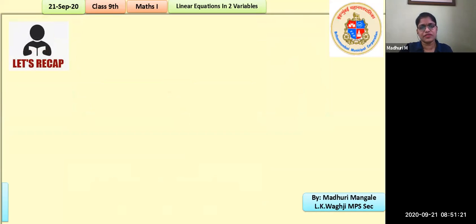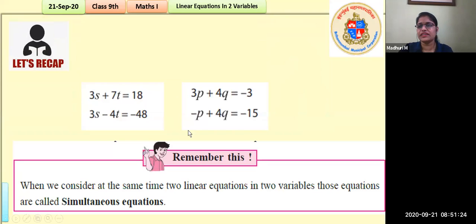With that, we saw a few examples. The examples were something like this, and here we can see that we can use any variables. It is not necessarily x or y. It can be s, t equations, it can be p, q type of equations. The variables can differ, correct? And then we saw one very important thing. When do we say those are simultaneous equations? If we are considering two linear equations in two variables at the same time, then it is called simultaneous equations. It is also called a system of equations.